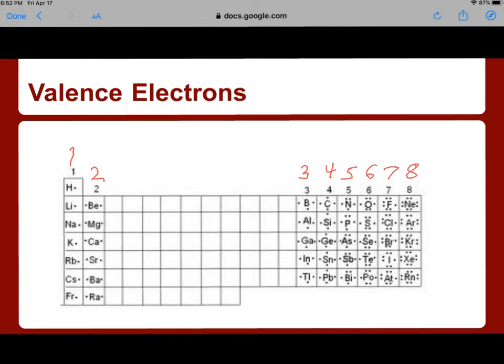And since we're really looking at nonmetals for this, the atoms we're concerned with are pretty much these and hydrogen. So all of those we can tell how many valence electrons they have.